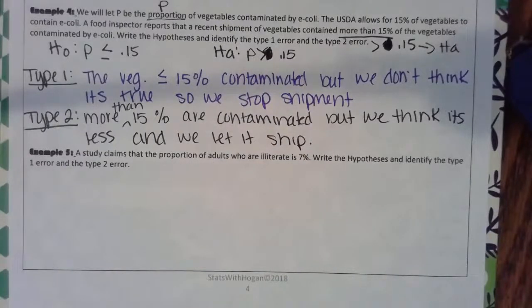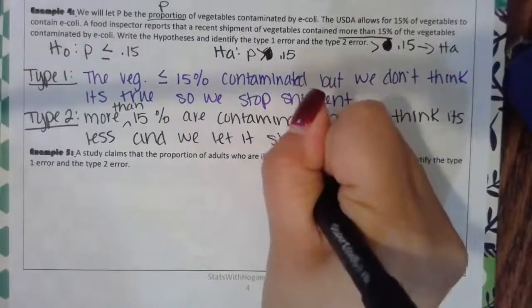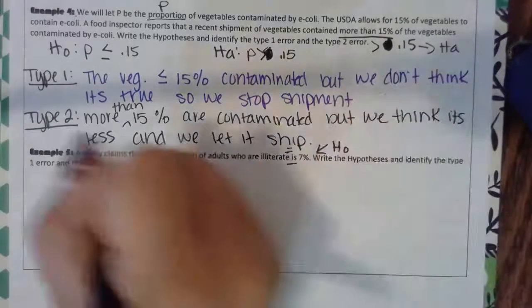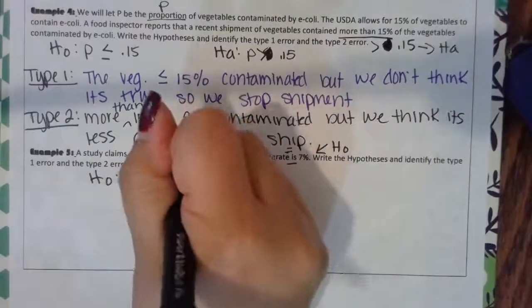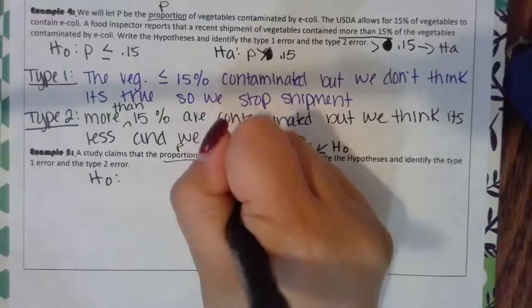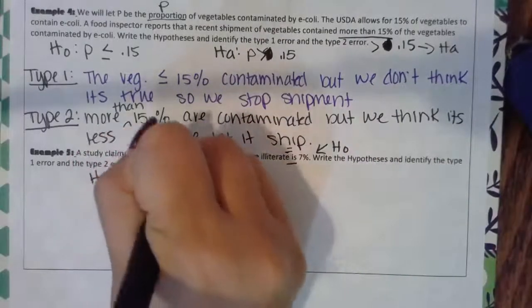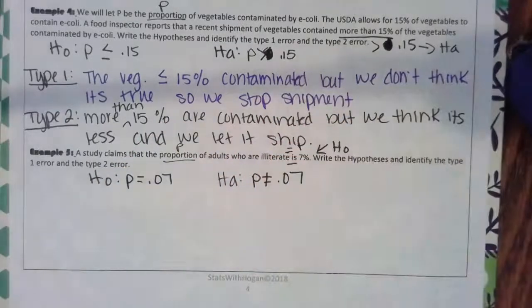This third example says a study claims that the proportion of adults who are illiterate is 7%. Write the hypothesis and identify the type 1 error and type 2 error. If you see is, was, anything like that, that is automatically equality. Equality is a null set. So our claim is that our proportion P is equal to 7%. Our claim in this case was a null set, so P equals 0.07. The complement of that would be that it is not equal to 0.07.